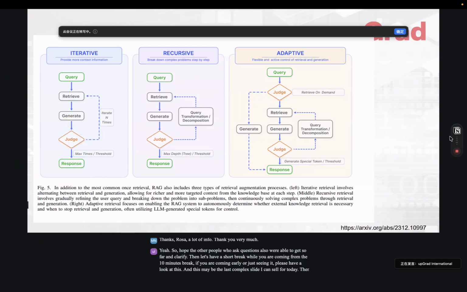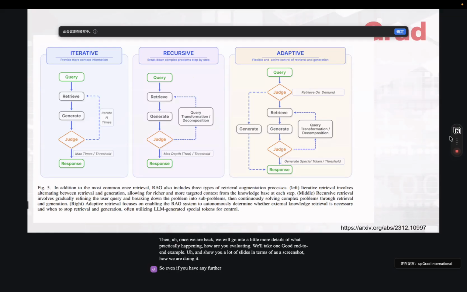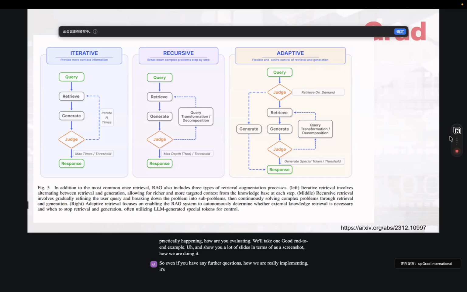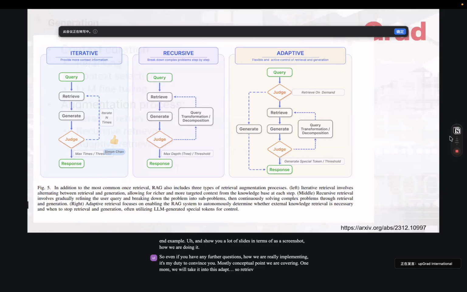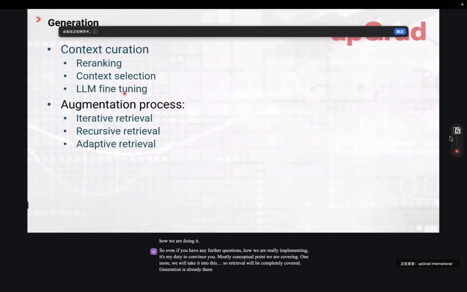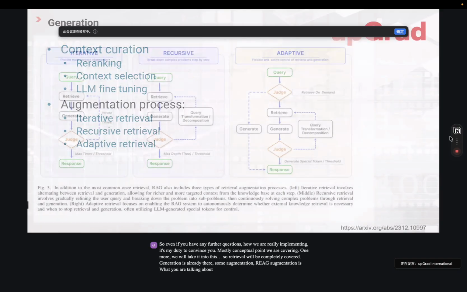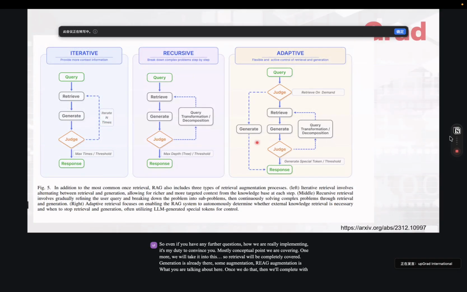Then once we are back, we will go into a little more detail of what is practically happening, how you are evaluating. We'll take one good end-to-end example and show you a lot of slides as screenshots of how we are doing it. So even if you have any further question on how we are really implementing, it's my duty to convince you. Mostly conceptual points we are covering. Retrieval we completely covered. Generation is already there. Some augmentation is what we are talking about here. Once we do that, then we'll complete with an example.